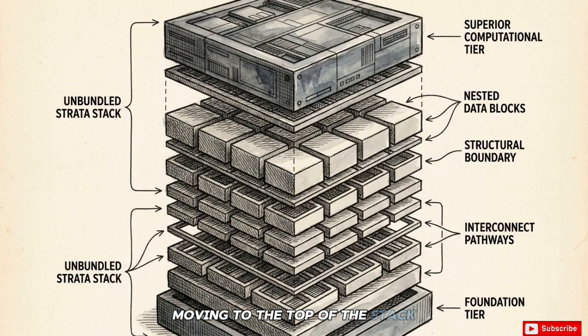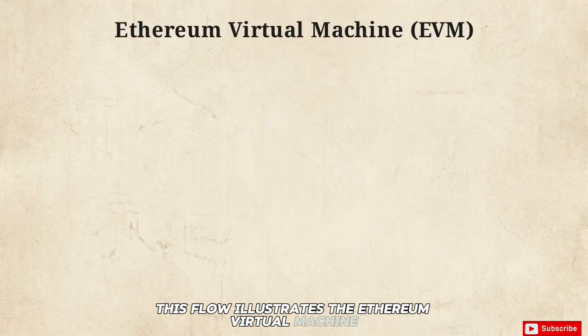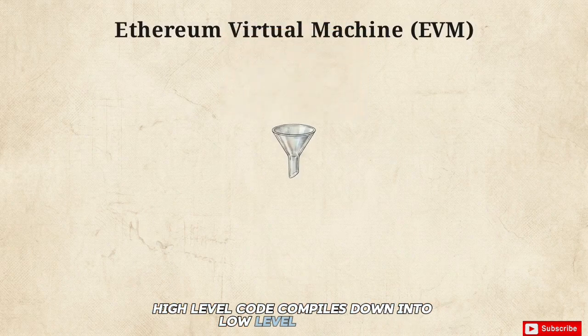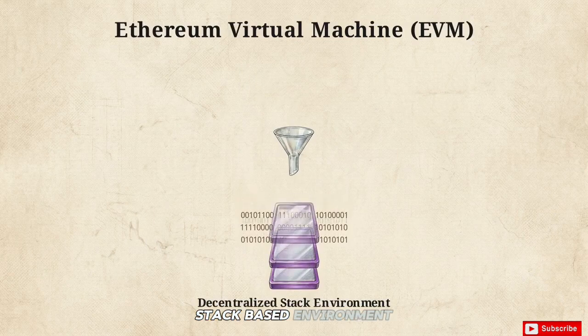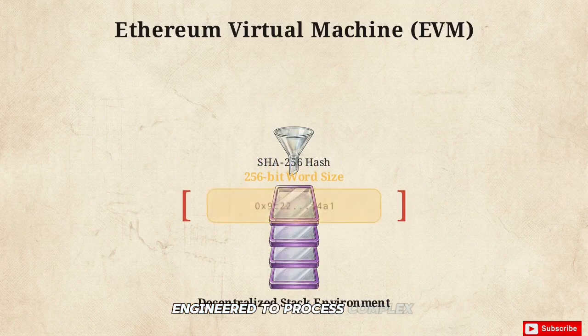Moving to the top of the stack, we reach the application layer. This is where the ledger evolves from a static record of balances into a platform for programmable logic via smart contracts. This flow illustrates the Ethereum Virtual Machine, or EVM. High-level code compiles down into low-level opcodes that feed directly into a decentralized, stack-based environment. The EVM uses a 256-bit word size, specifically engineered to process complex cryptographic operations efficiently.